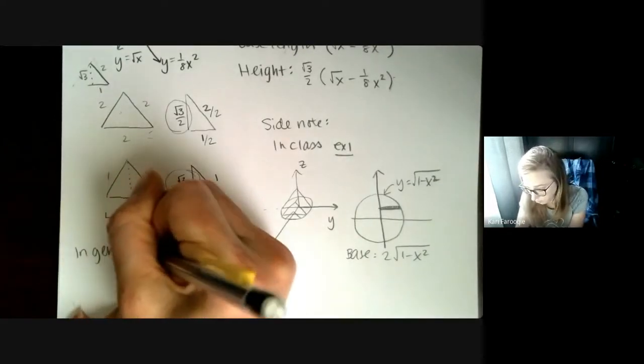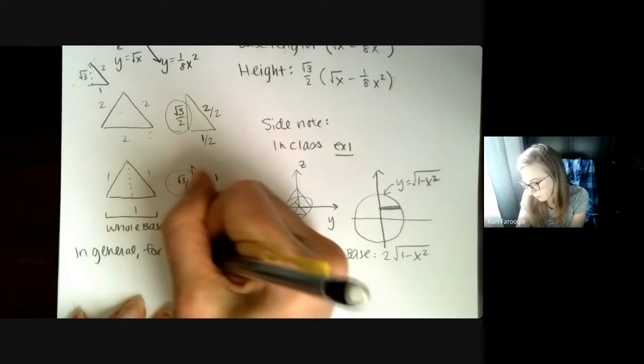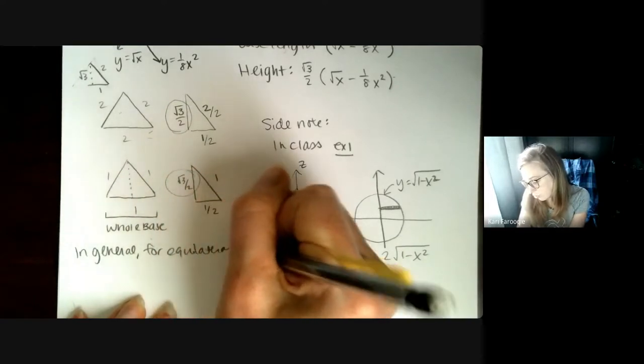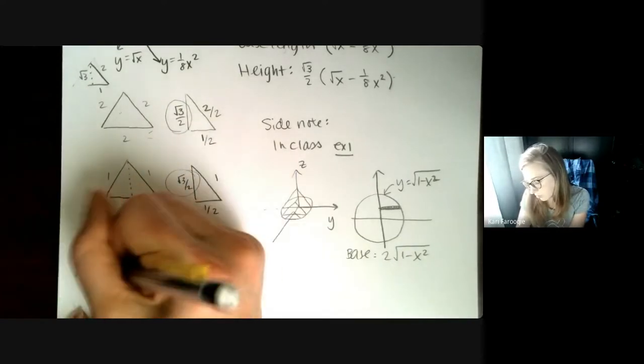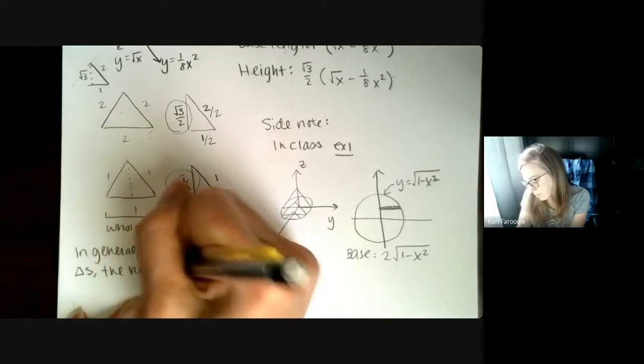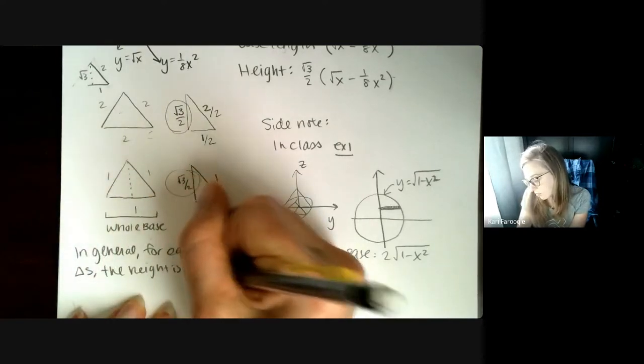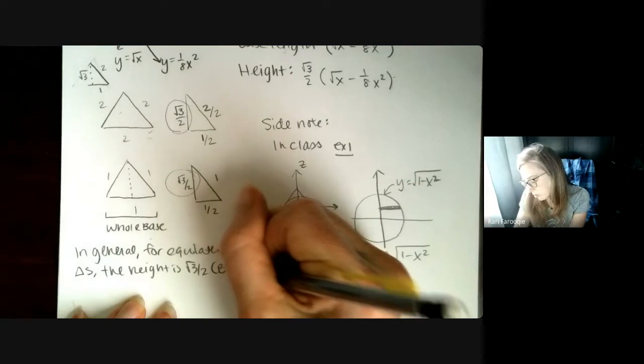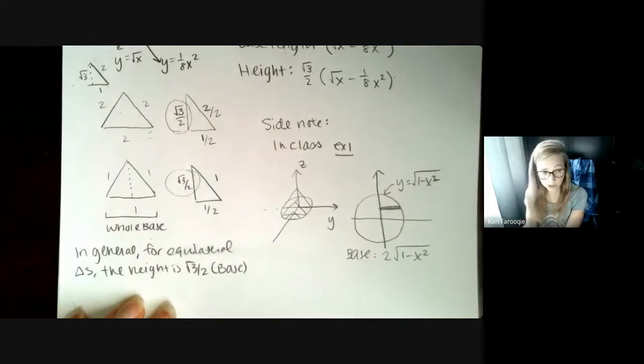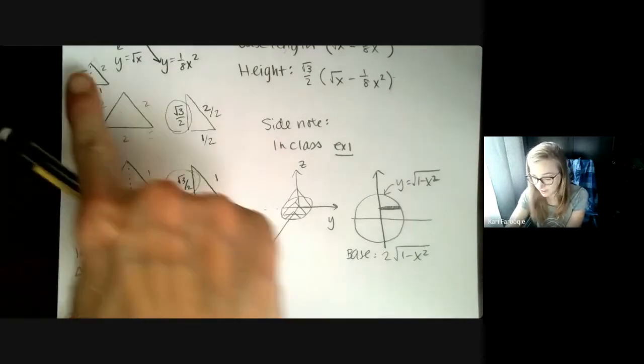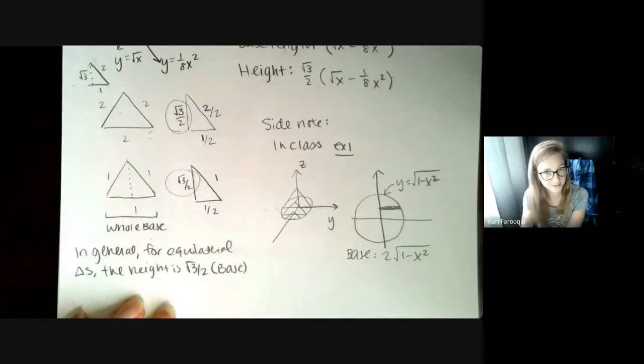In general, for equilateral triangles, the height is root 3 over 2 times the base. But when you make the base 2, then the height is twice root 3 over 2, which is root 3.